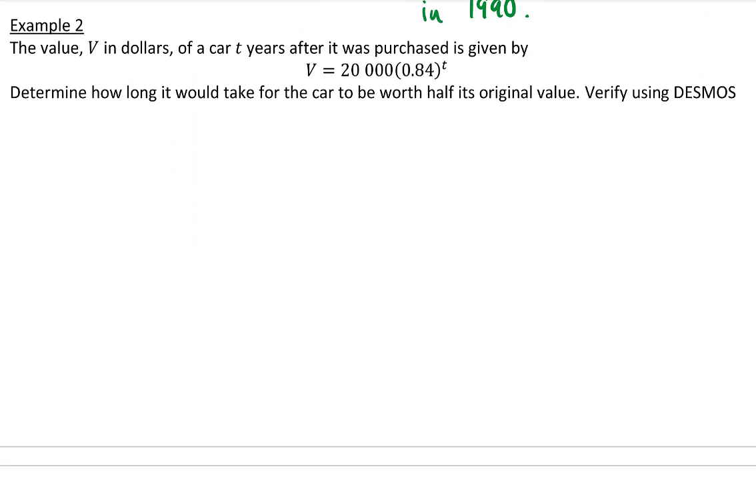Example 2. The value V in dollars of a car t years after it's purchased is given by the following formula. Determine how long it would take for the car to be worth half its original value. So recall that for an exponential equation, the 20,000 is our initial value. So if we want it to be worth half the initial value, we want our value to be half of 20,000. So we want our value to be 10,000.